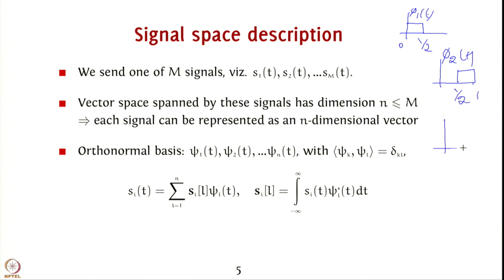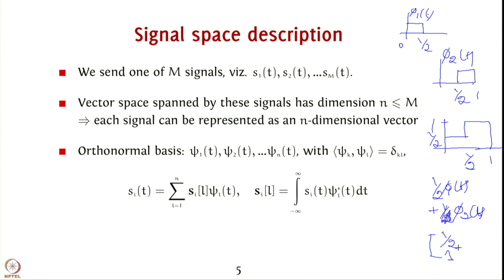Then let's say that you have this particular waveform which is half from 0 to half, 1 from half to 1. Let's say this is half, 1, half and 1. This particular waveform is actually half of phi 1 of t plus half phi 2 of t. In other words, we can express this waveform, this should not be half, it should be 1 times phi 2 of t. We can express this waveform as the vector half comma 1. Of course, there is an amplitude change that I am ignoring, but this is basically a way by which you can express these signals as a linear combination of some basis signals.